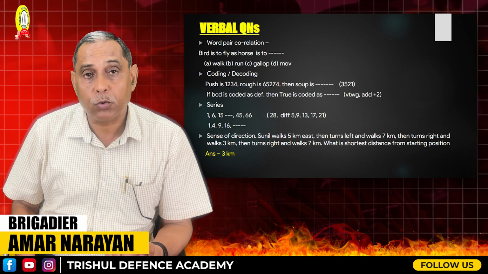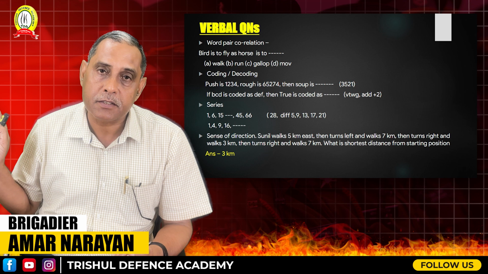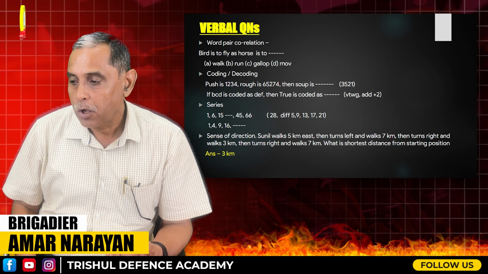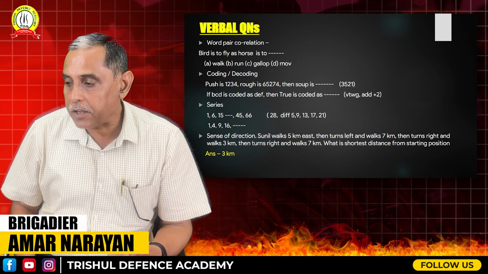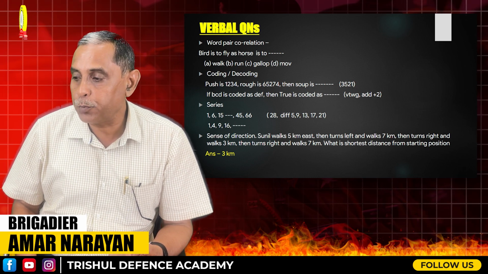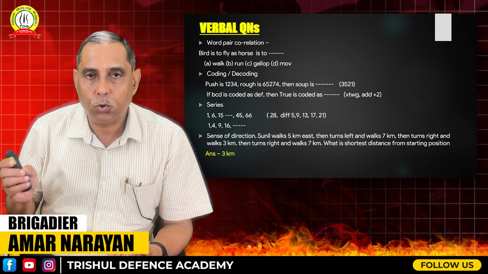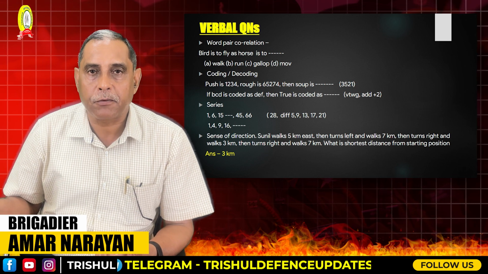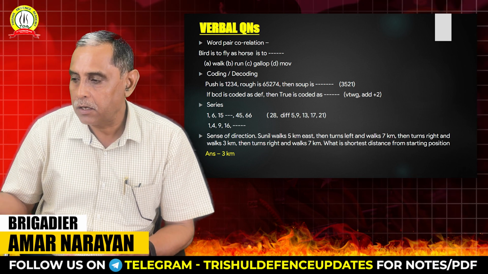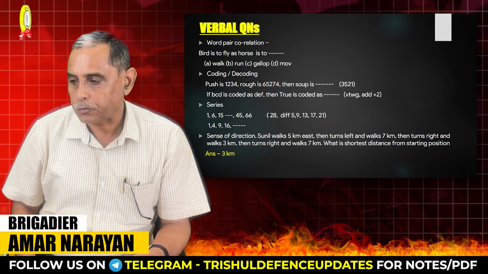Then there could be a question on coding and decoding. For example, in this question that we are showing on this slide, push is 1 2 3 4, rough is 6 5 2 7 4, then soup is dash. Now here again it is simple. You correlate each letter with a number and write it on the rough page, and then accordingly the answer in this case for soup will be 3 5 2 1.